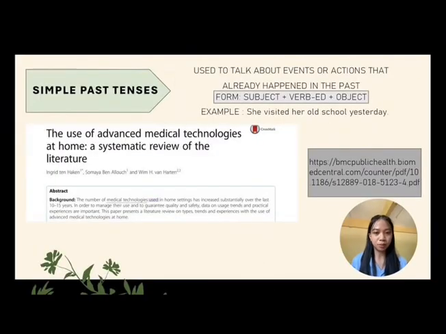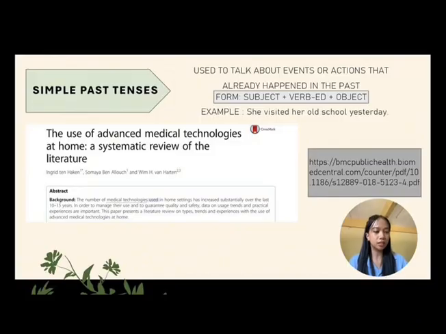The first one is simple past tense. Simple past tense is used to talk about events or actions that already happened in the past. For the formula, it is subject plus verb-ed, plus object. For example, she visited her old school yesterday.